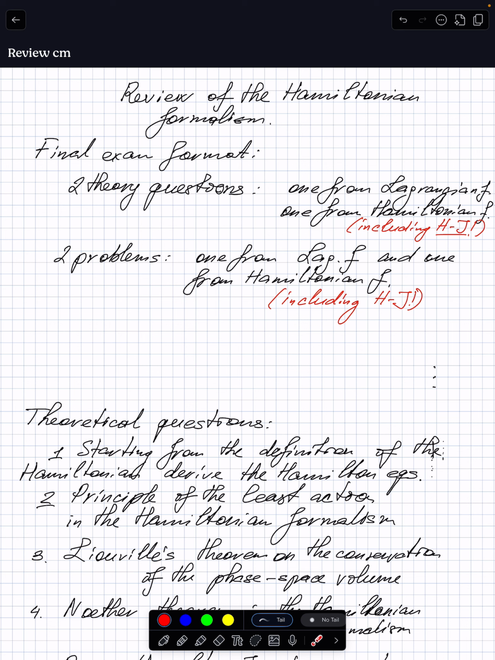All right, so the theory questions on the Lagrangian formalism we discussed in the past, and you had already a midterm on those, so just review those questions. There were altogether 5 questions related to the Lagrangian formalism. They will be the same, okay, and one of them will be included on the final exam.